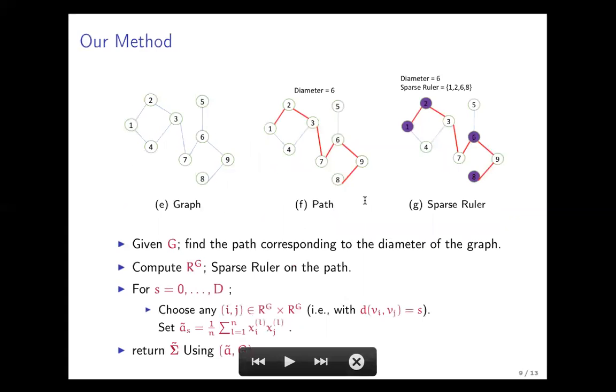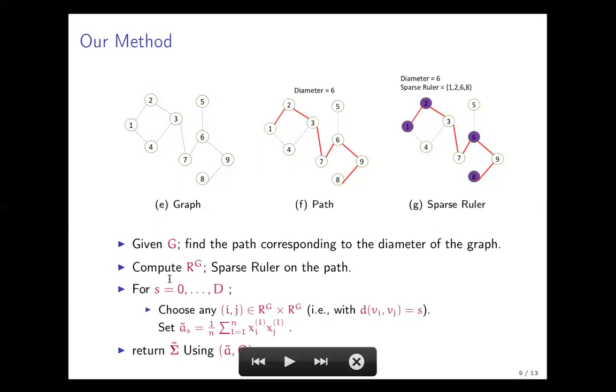In this slide, I'm going to explain our method. First, we have an underlying graph. Then we choose the path corresponding to the diameter of the graph, and we apply the sparse ruler on that path. Now, for each data sample, we read only the entries that I have marked with purple.